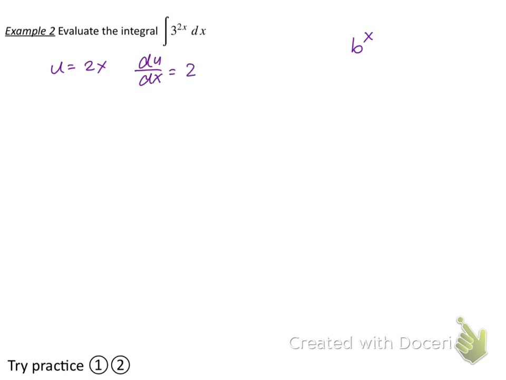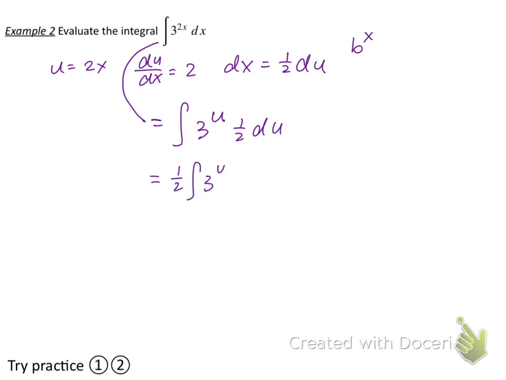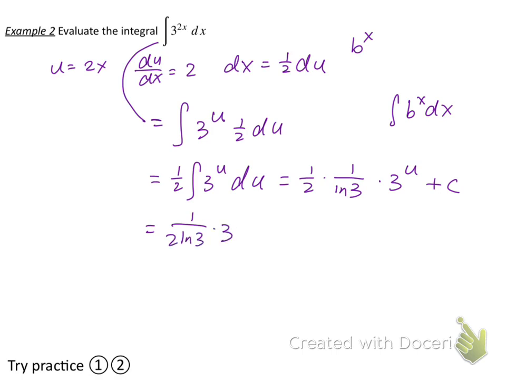du/dx is 2. That means dx is 1/2 du. Then I can rewrite the whole thing: 3 remains the same, 2x is u now, and dx is 1/2 du. So I'm having 1/2 the integral of 3 to the u power du, where I apply the integral of b to the x dx. I keep my 1/2, I take the reciprocal of ln of the base. Then I keep the same exponent and power plus c. I didn't have a u, so I need to write the u as what it is, 2x plus c. So it's 1 over 2 ln 3 times 3 to the 2x power plus c.